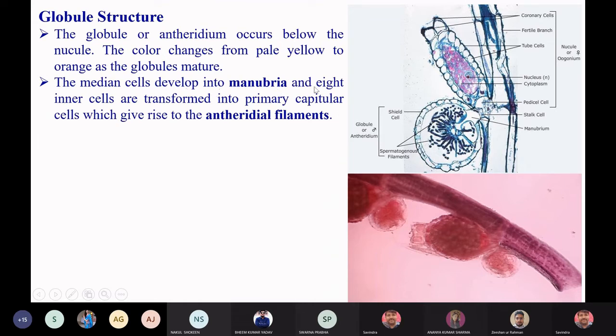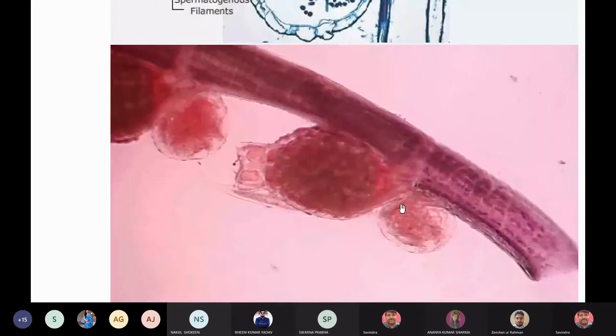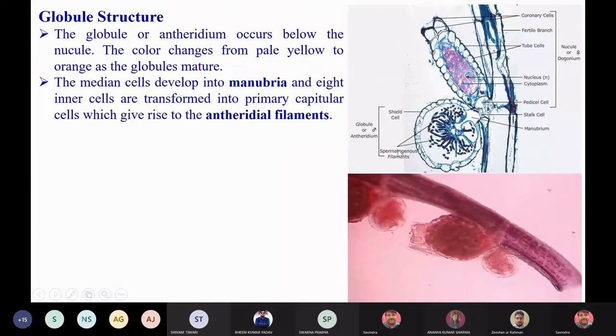The median cell develops into manubrium, and the 8 inner cells are transformed into primary capitular cells, which give rise to the antheridial filament. No need to go into that much detail. This main cell is the main manubrium, and it gives rise to the antheridial filament. You will see these filaments like this. I will show you in the actual photograph. You can see thread-like structure inside this. These are the antheridial filaments, and again they remain inside a sealed cell.